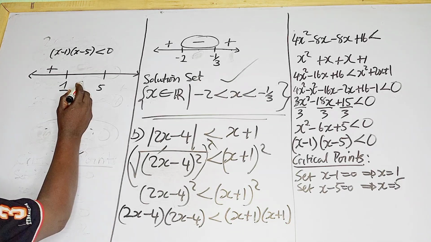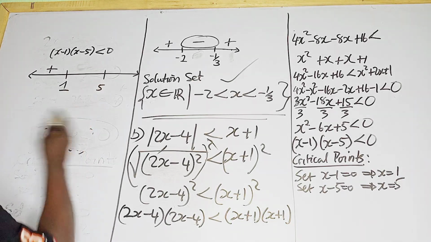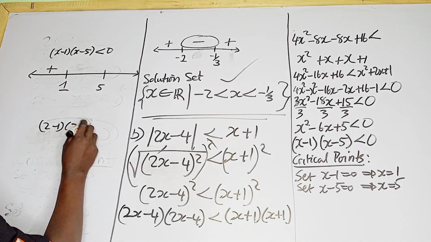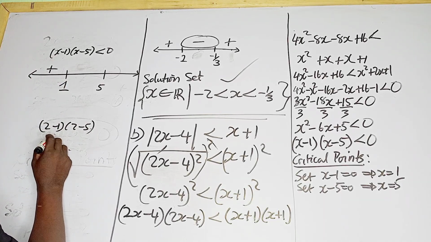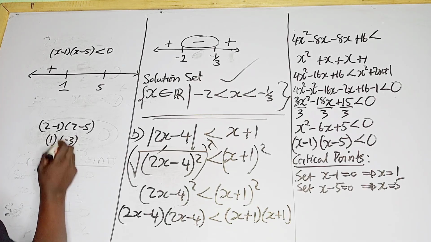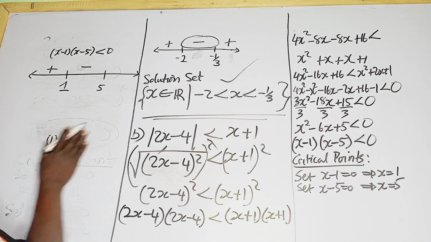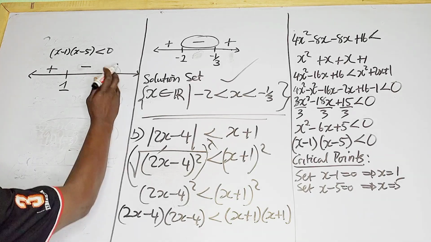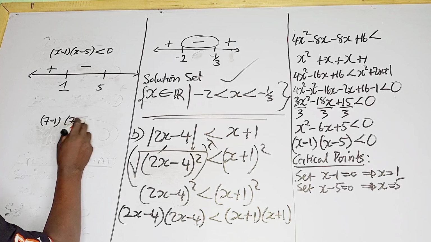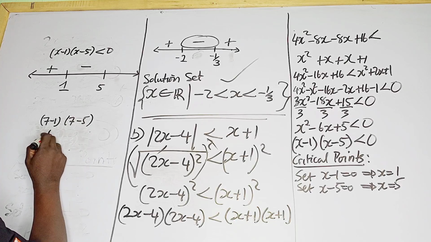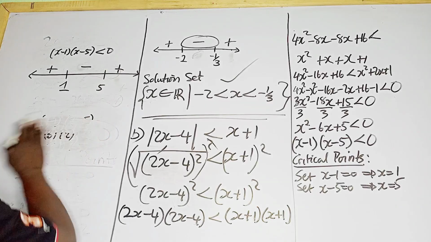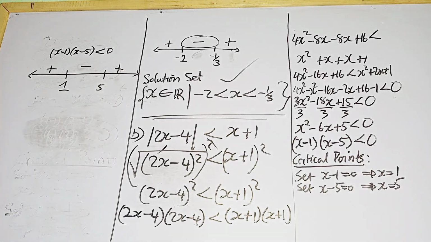Take a value here. A good example could be 2. The value 2, I will put there to analyze. So we have 2 minus 1 times 2 minus 5. This gives us positive 1 times negative 3. Positive multiplied by negative is negative. Take a value this way. A good example could be 7. 7 minus 1 times 7 minus 5. We have positive 6 times positive 2. Positive times positive is positive. Okay, we have done our analysis.